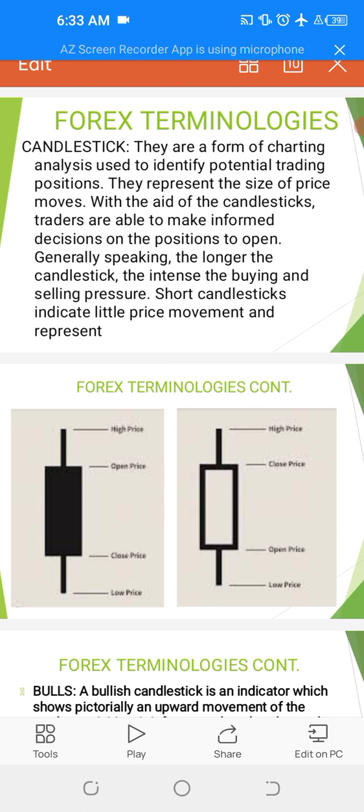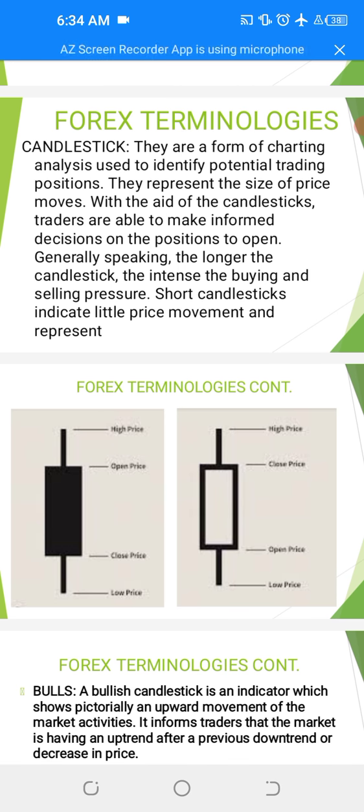Short candlesticks indicate little price movement and represent the position or the extent to which the price is determined in the market.